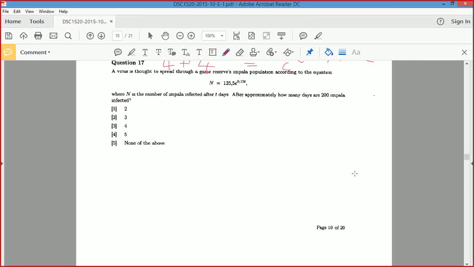Wait, no. What I did, I just said 125.5 E 0.12, and then for the T I put 200. What is the 200? How many days is 200 in poly affected? So where's the 200 going to go? Won't it go where the T is? No, the T is the time. Won't it be the E then? No, the E is the constant. No, I'm confused. What does the N represent?